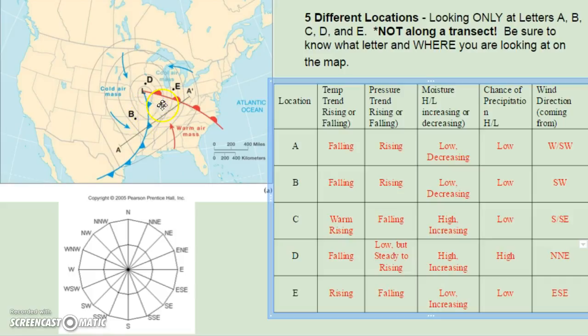If I look at just the isobars themselves, you might say it's steady, but I know that a cold front is coming. I know precipitation is on its way. Generally, where we find precipitation, we have air rising, so we could say low pressure.